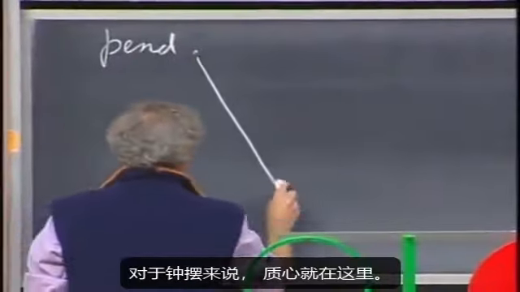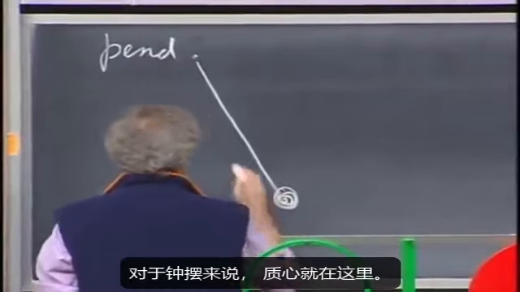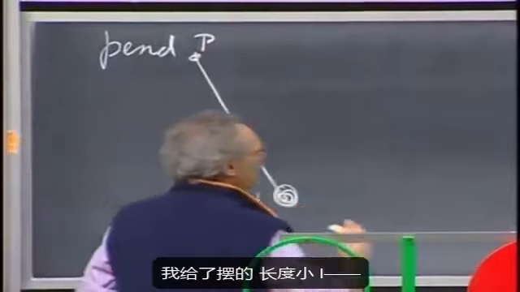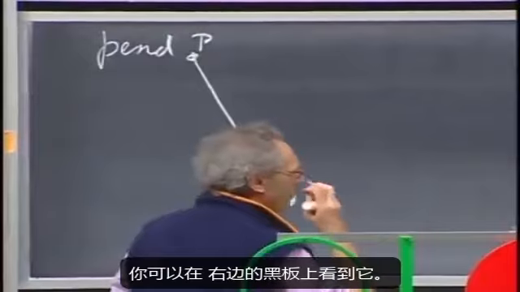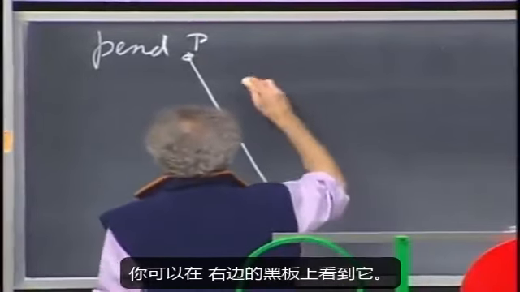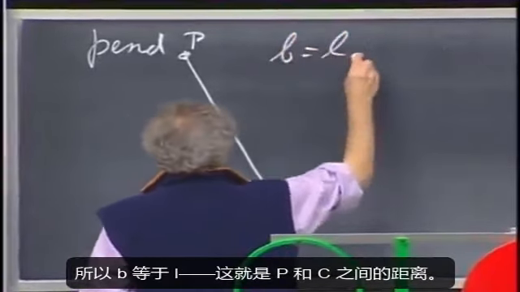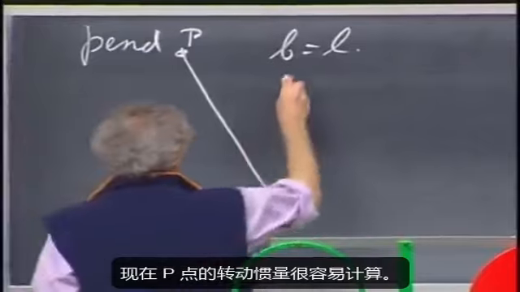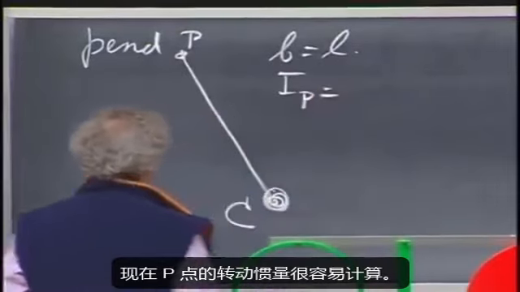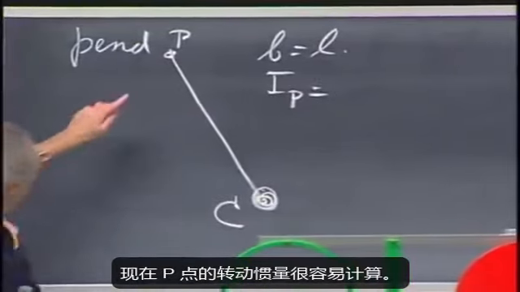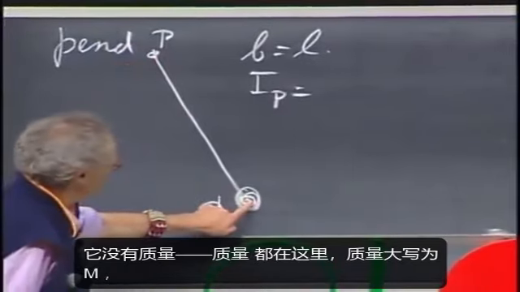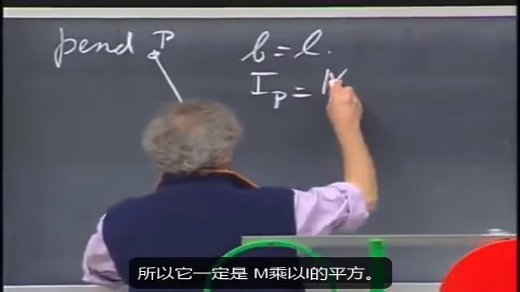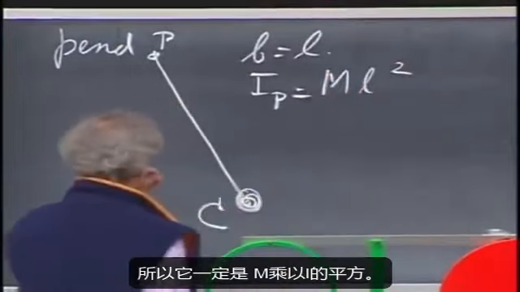For the pendulum, center of mass is here. Here is point P. I give the pendulum length little l. You see that on the right blackboard there. So B equals L. That's the separation between P and C. The moment of inertia about point P is very easy now. This has no mass. The mass is all here, mass capital M, so that must be M times L squared.